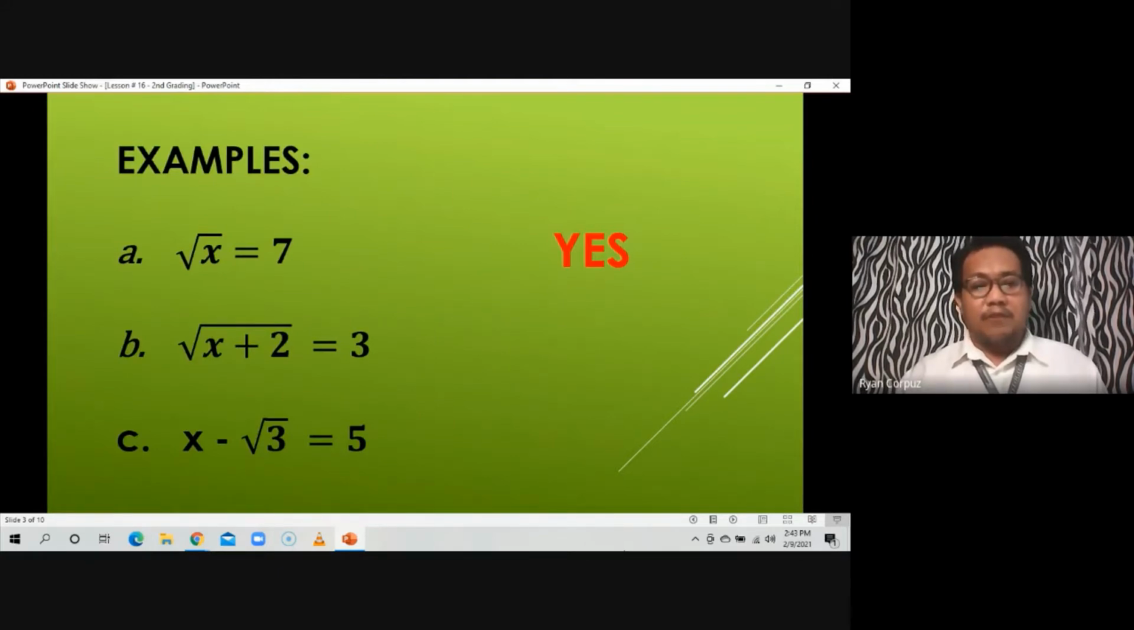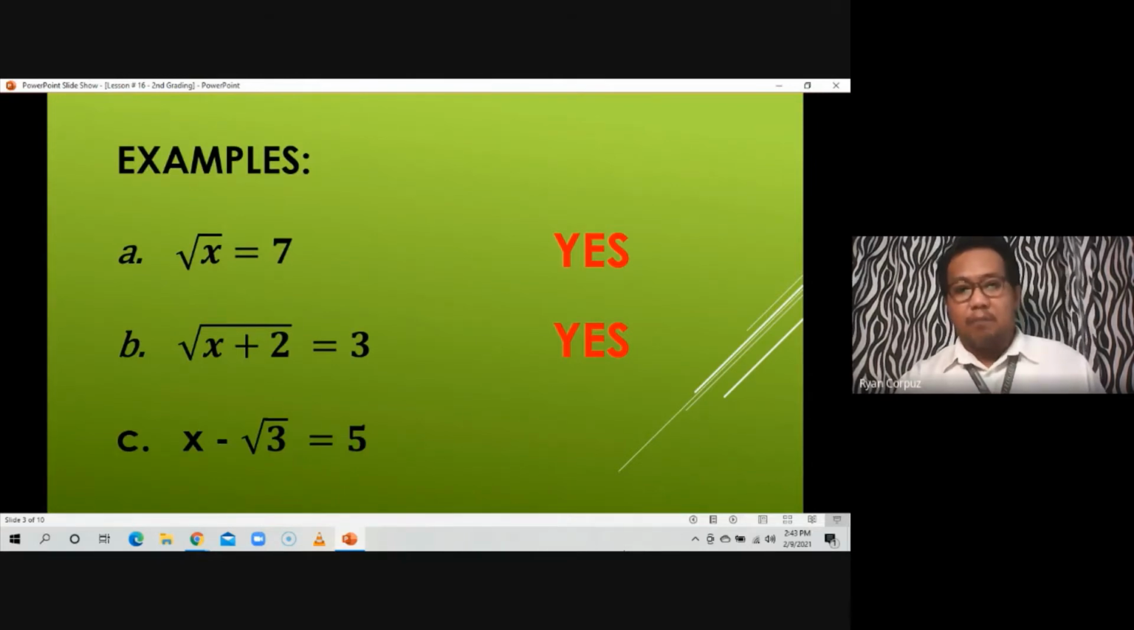Going back to the definition of radical equation, you'll find out that letter B is, again, yes, a radical equation. Even though it already includes a constant term inside the radical, in that given equation the variable still appears as a radicand. So it is still inside the radical sign. Even though there is a constant term 2 added there, you can still consider that a radical equation. How about letter C? The given is x minus the square root of 3 is equal to 5.